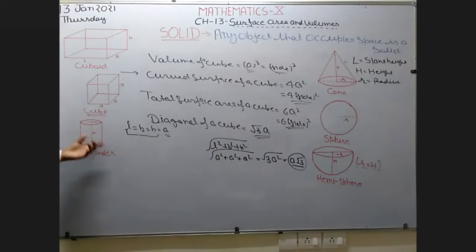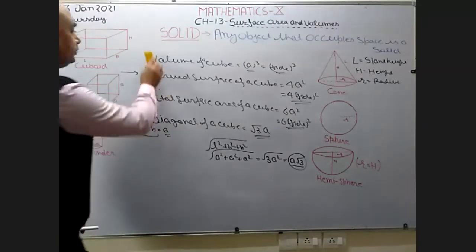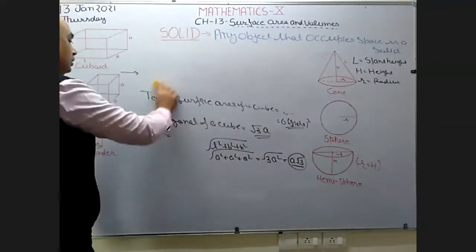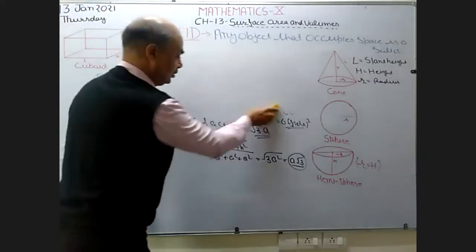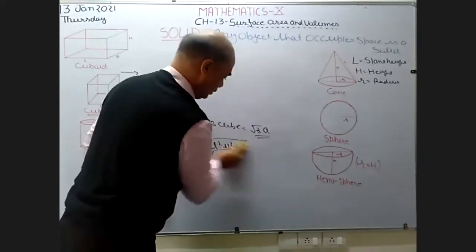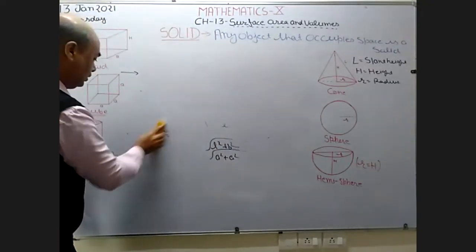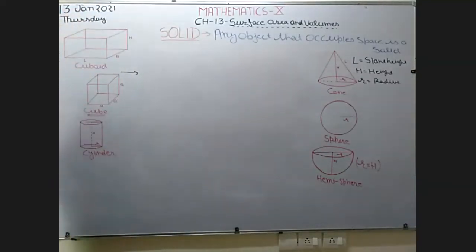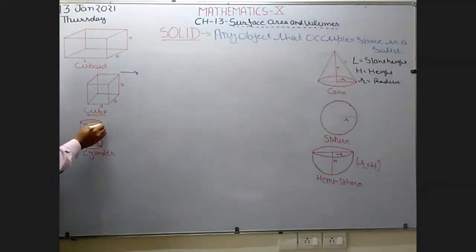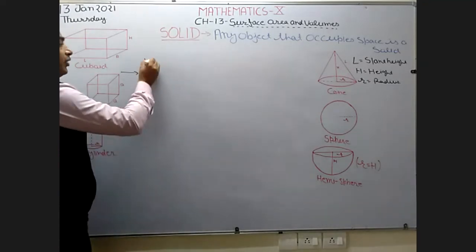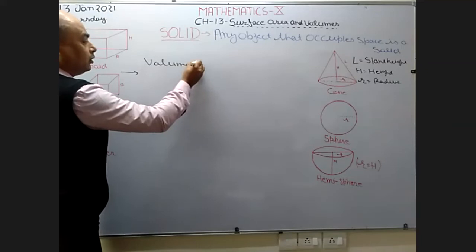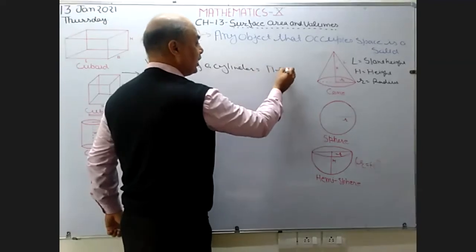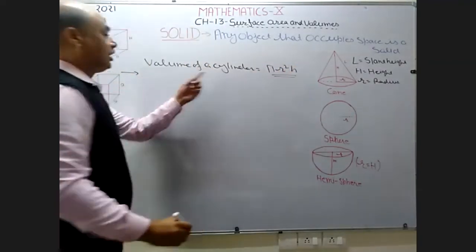Now I want to tell you the formulas of a cylinder. So write the first formula of a cylinder. Now I'm going to write the formulas of a cylinder. For this figure, I'm going to discuss the cylinder. Write first the formula for finding the volume of a cylinder. The formula is pi r square h. This is for finding the volume of a cylinder.